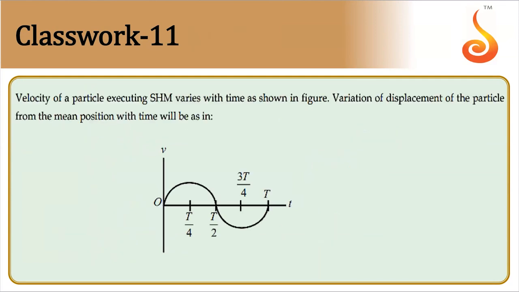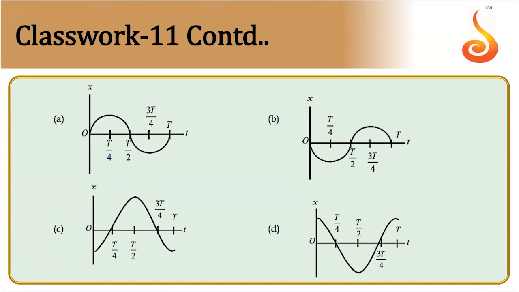See, velocity is a sine function. At t is equal to 0, velocity is 0. So what do you get? Velocity is A omega sine omega t. This is what we have. So if we integrate this, we'll get displacement. So displacement should be, integrate this, what do we get?